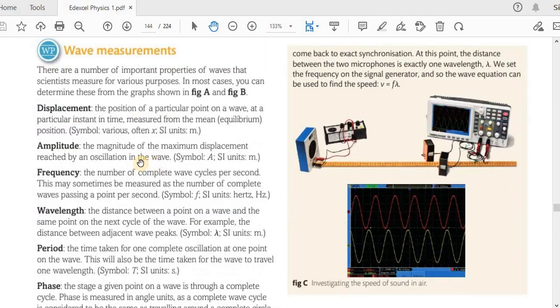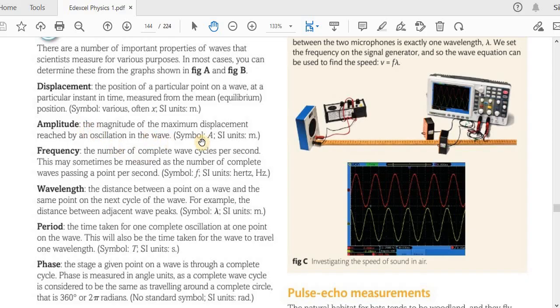Okay, so the next one, amplitude, frequency. By the way, the magnitude of the maximum displacement reached by an oscillation in the wave, that is amplitude. Frequency is the number of complete wave cycles per second. Now we are talking about waves, that's why we are saying wave cycle, but frequency can be applied to other things also. So frequency is the number of cycles per second, number of oscillations per second, number of revolutions per second, number of rotations per second.